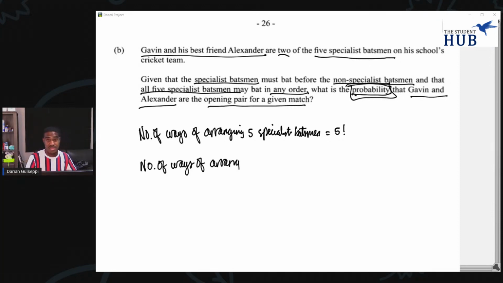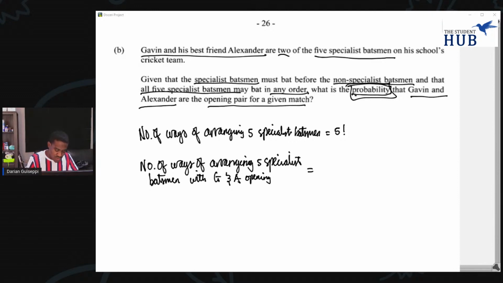So that's the next thing we need to do. We're breaking up the question as small as we can, and then we will put it together in the probability formula. The next thing we do is find the number of ways of arranging 5 specialist batsmen with Gavin, which I represent as G, and Alexander as A, opening. So this is what we do. We put down 5 boxes, and the key thing with the 5 boxes that you would notice is that I put 2 inside here.